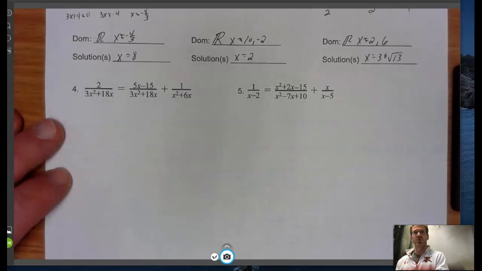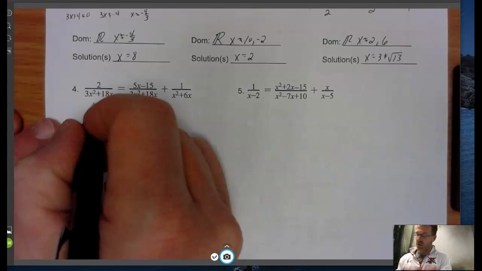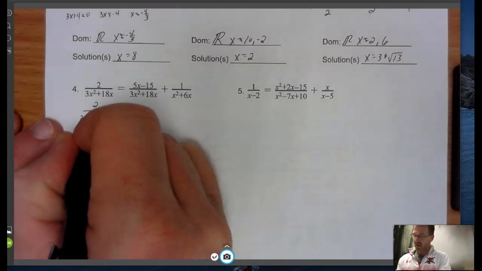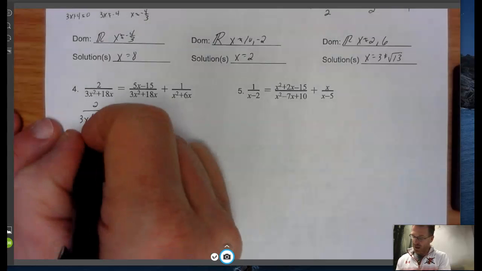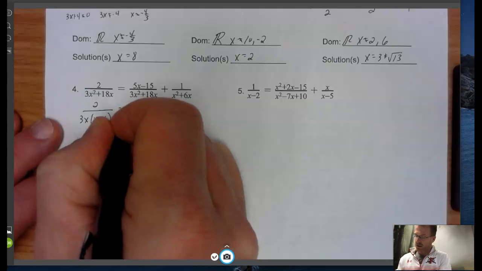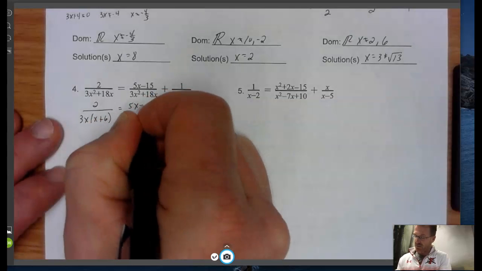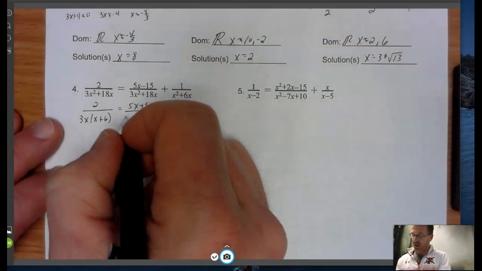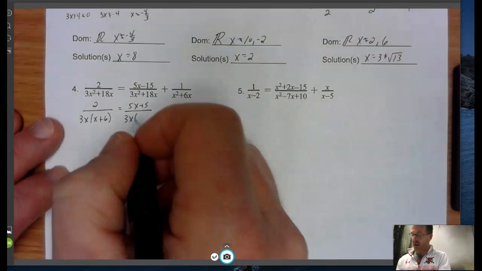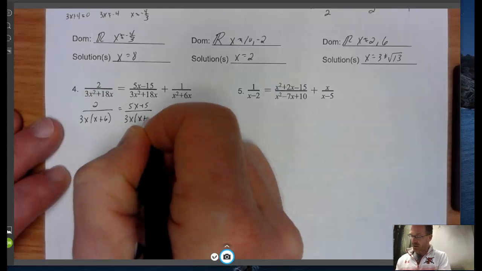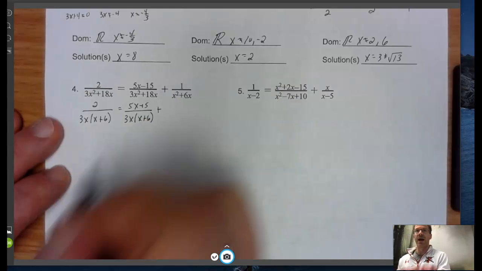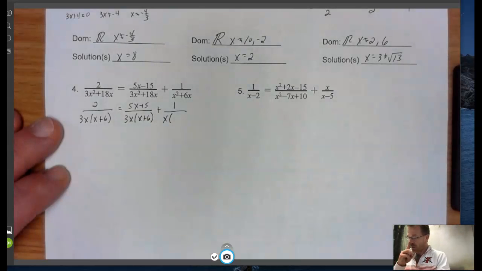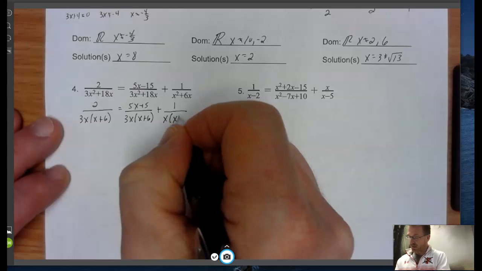So the first thing we want to do is factor. When I look at the left denominator here, I have a GCF of 3x, so I'm going to factor that out. That gives me x plus 6 equals, and I get this 5x minus 15 here. Once again, I have the same GCF in the second denominator, so I'm going to factor that 3x out. I'm going to get x plus 6 plus, and then in my last denominator on the right-hand side, I have just a GCF of x, and that leaves me x plus 6.